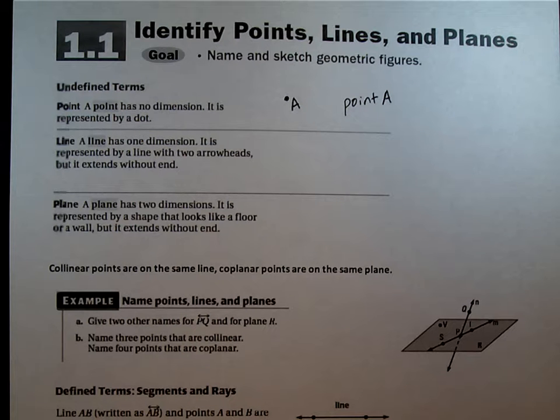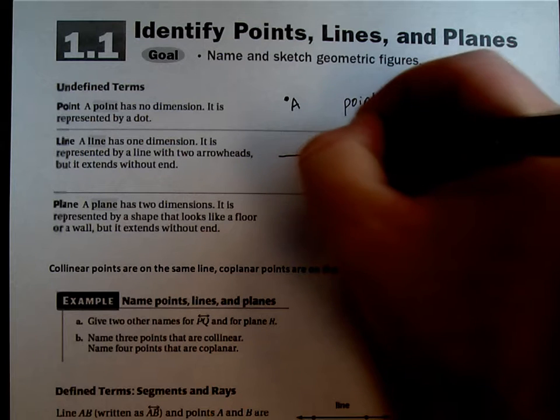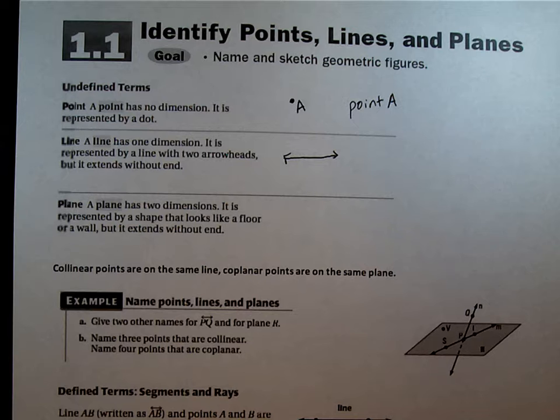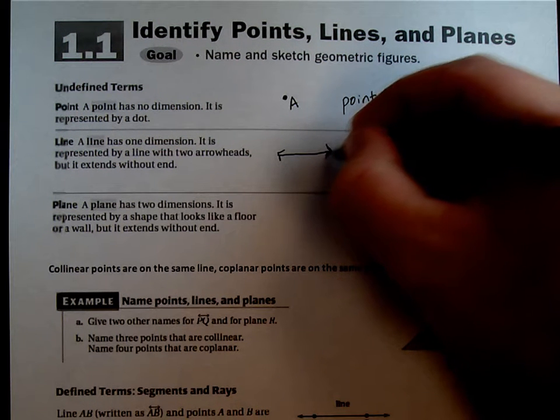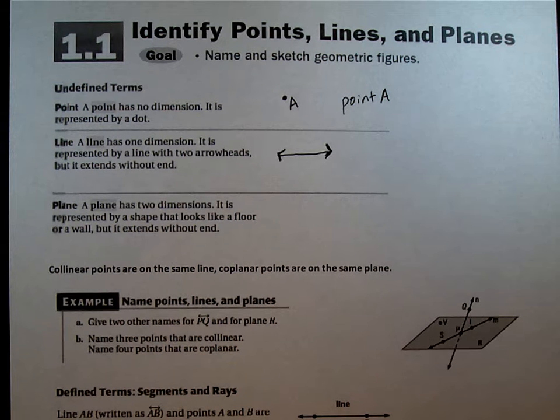And then let's move on to line. A line has one dimension, so maybe you could say that it has length, but it doesn't have any thickness or depth. It can't change directions because it only has one dimension, so it doesn't curve or anything like that, it's just a line. Because it goes on forever, we put an arrowhead on both sides to symbolize that it keeps on going forever.